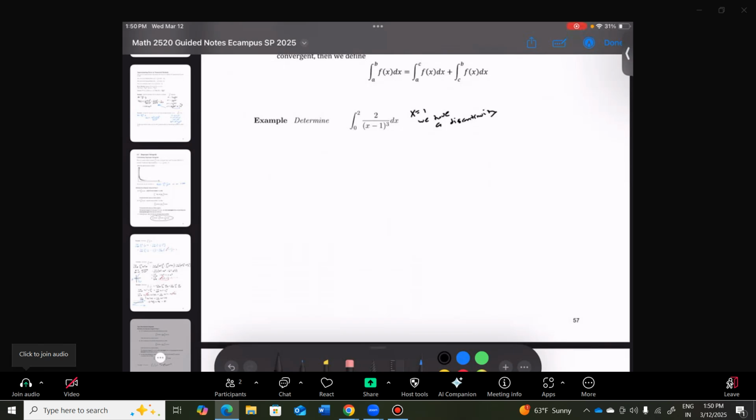Because we end up dividing by 0. Okay, so we're going to have the limit as t goes to 1 from 0 to t of 2 over (x minus 1) cubed dx, plus the limit as t goes to 1 from t to 2 of 2 over (x minus 1) cubed dx. We're saying the limits from 0 to t and from t to 2 because of that discontinuity at 1.